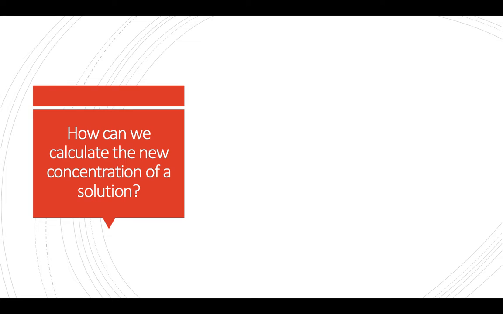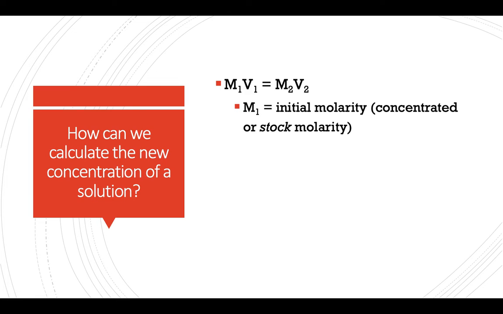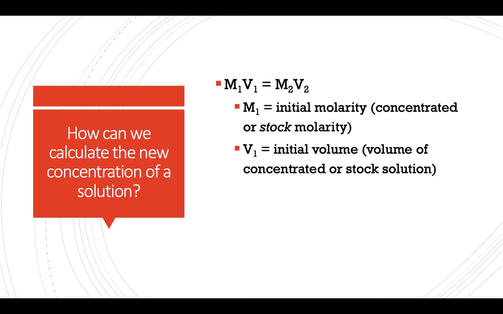So if we are changing the volume and changing the molarity, how do we calculate that new molarity of a diluted solution? So again, if I know that the product of the molarity times the volume is the same for both my concentrated solution and my diluted solution, I can set those two things equal to each other. So in this equation, M1 represents the initial molarity, or the molarity of my concentrated or stock solution. V1 represents the initial volume. So that's the volume of that concentrated or stock solution.